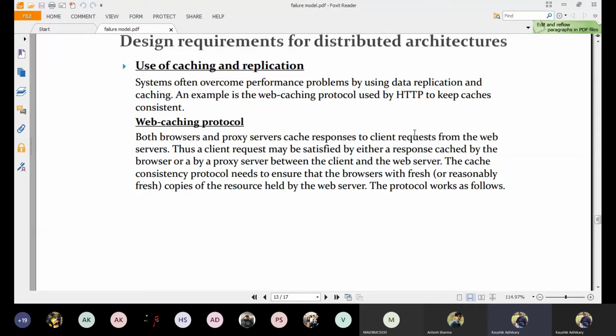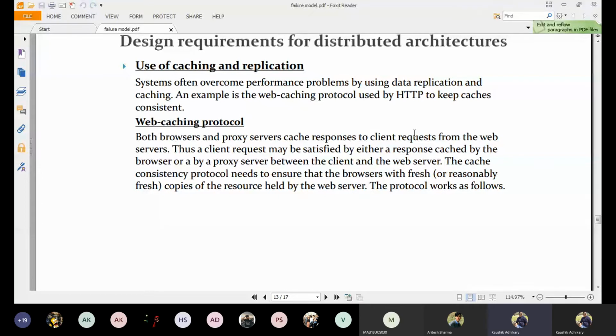Web caching protocol: both the browser and proxy server cache responses to client requests from the web server. Means both the browser and proxy server cache, means store, the responses to client requests from the web server. Thus, a client request may be satisfied by either a response cached by the browser or by a proxy server between the client and the web server. The cache consistency protocol needs to ensure that the browser has fresh copies of the resources held by the web server.